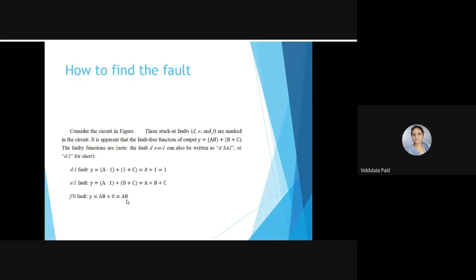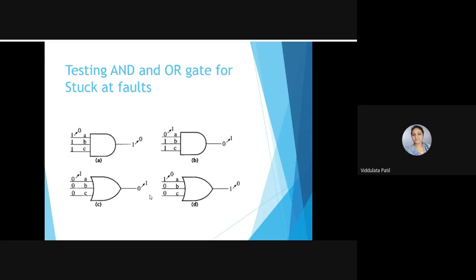So this is the way. Here we are going to find out whether there is a fault. As we apply certain inputs and we are not getting the actual output, we can come to the conclusion that there is a certain fault in the circuit. Now let us do certain testing for AND gate and OR gate for the stuck-at faults.